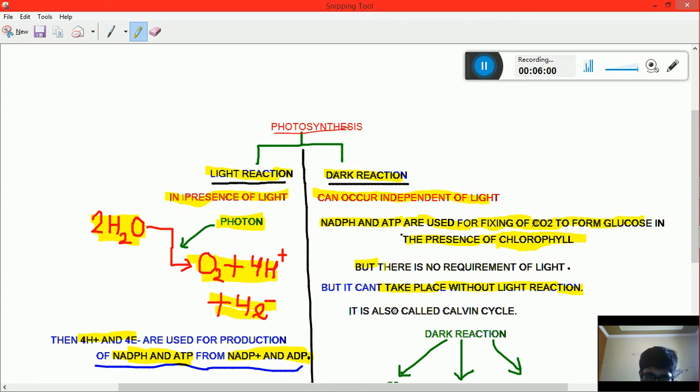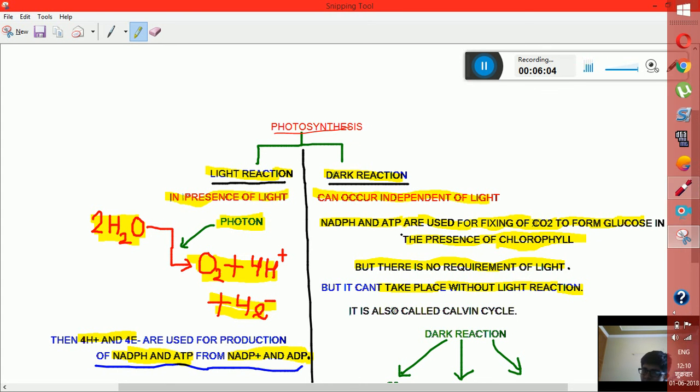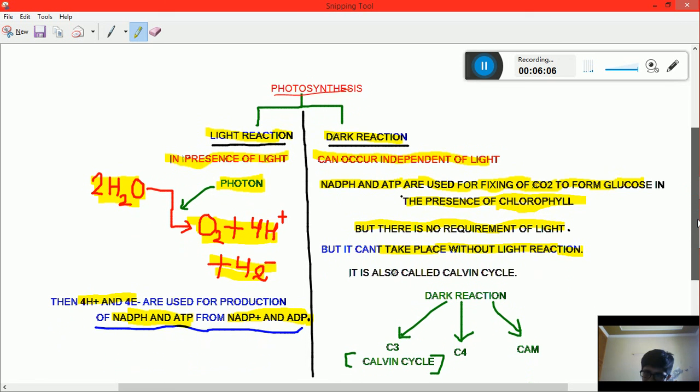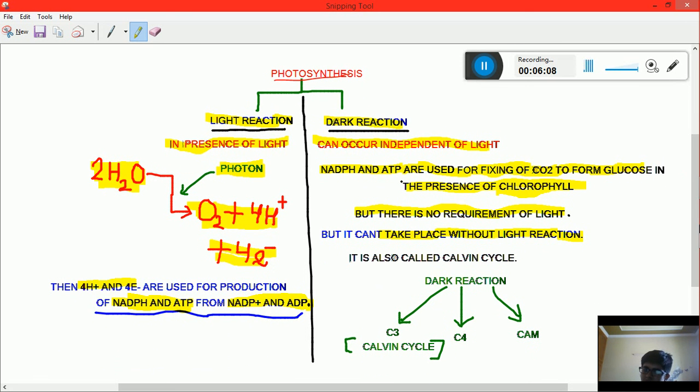And there is no requirement of light here, as I have already told you. In light reaction it is required, but not in dark reaction. But it cannot take place without light reaction. It is also called Calvin cycle. As I have told you, Calvin cycle was discovered by a person known as Calvin, and that's why the name was kept on his name.